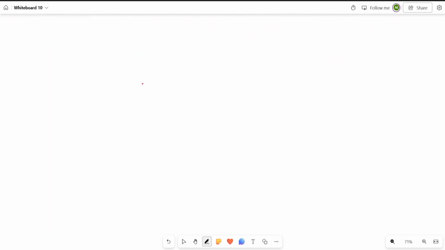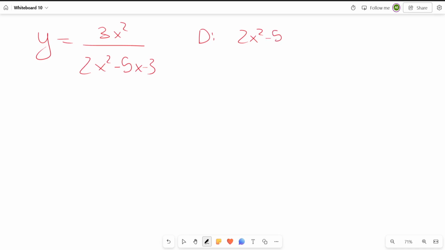So let's take one more example, and then I'm going to show you something that's going to help us a lot in the next video. So let's say y equals 3x squared over 2x squared minus 5x minus 3. So again, this is a rational function. My domain is going to be when the denominator equals 0. So 2x squared minus 5x minus 3 equals 0.